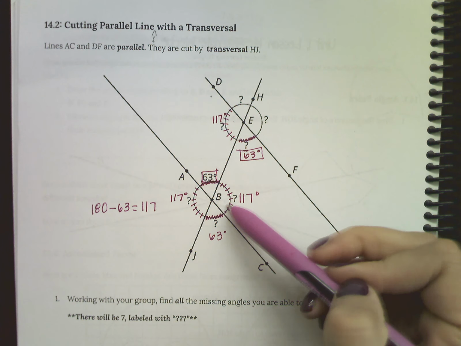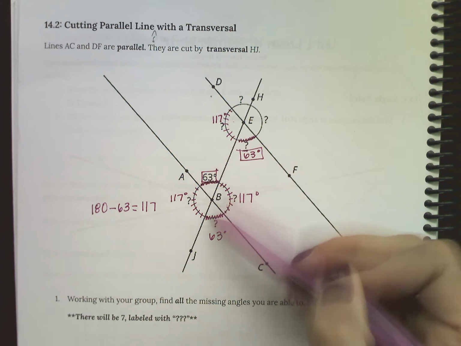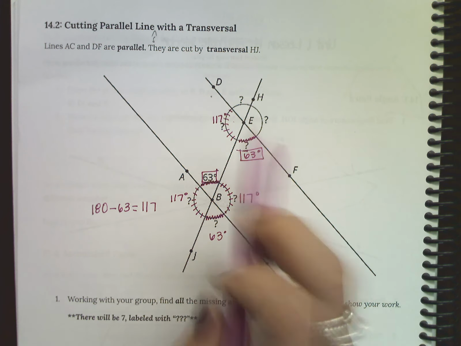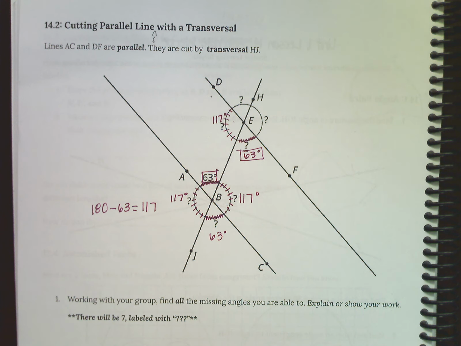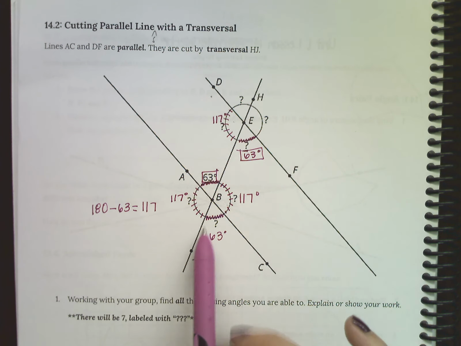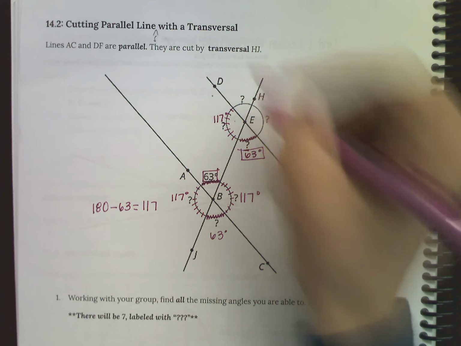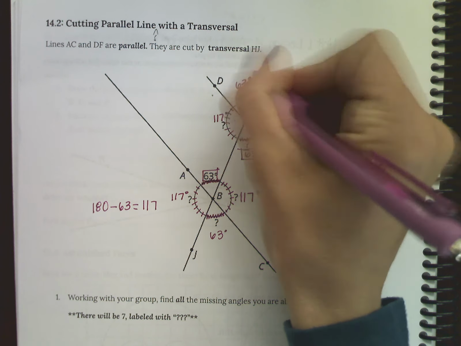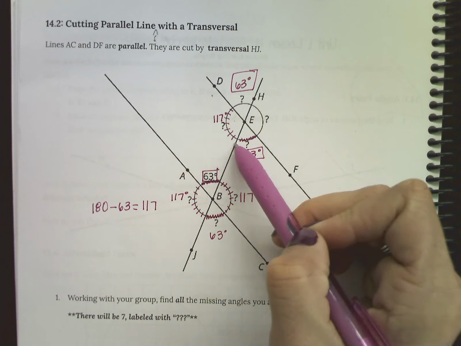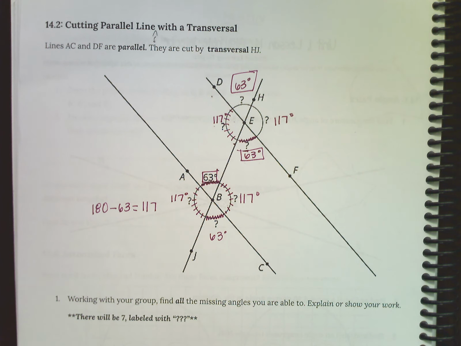So these alternate interior angles, opposite of the transversal, interior, inside the parallel lines, are going to be the same degree measure. And then all we have to do is find these two question marks, which if you look here, it's going to be the same, which means vertical angles. This was 63, so this vertical angle to it was also 63 degrees. If this was 117, based on the definition of vertical angles, this question mark is also going to be 117 degrees.